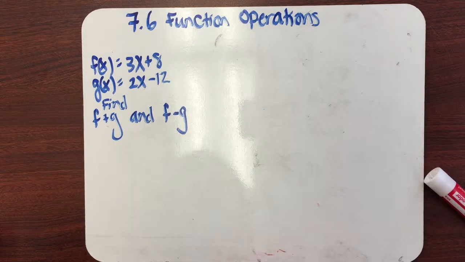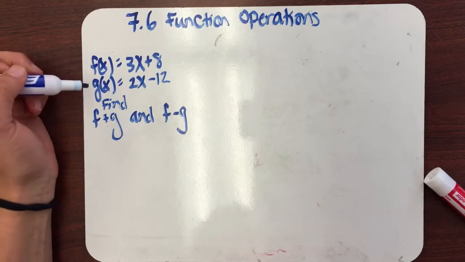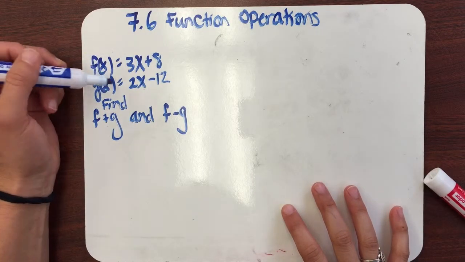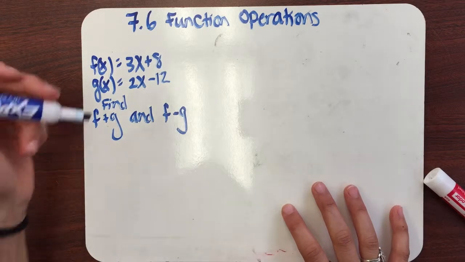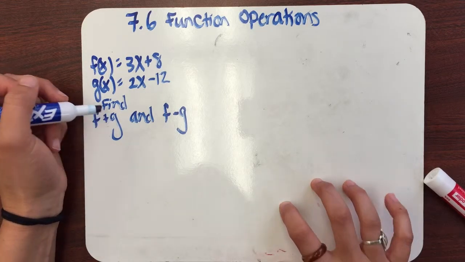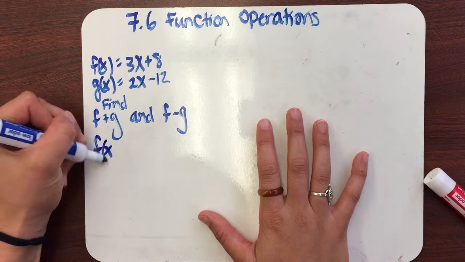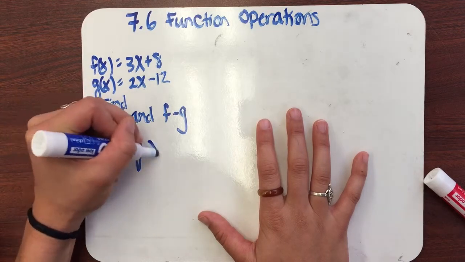Today we're going over 7.6 function operations. So let's say we have the two functions f of x and g of x, where f of x is 3x plus 8 and g of x is 2x minus 12. So if we're finding f plus g, that simply just means to find f of x plus g of x.